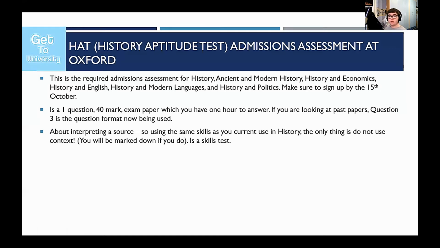It's a source question, so it's the same skills as currently in history, but do not, and this is really, really crucial, do not use context. This is usually the case in every history paper that I've seen, because I've seen some other history assessments when Cambridge used to run them, for example. Context is an absolute do not use. The reason they say this is that it can be quite unfair: if others have studied that period, they'll have more information on it than you will. So to level the playing field, it's about skills, not your context. And if you do use context, you will be marked down for it. So as I say, steer clear of it.